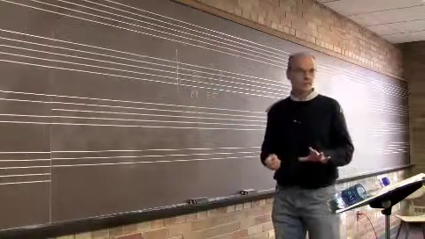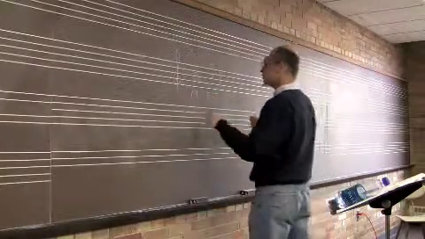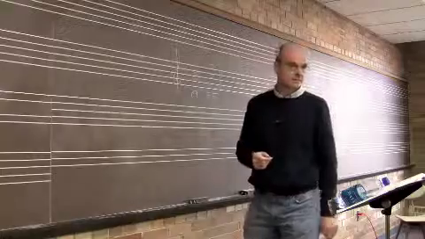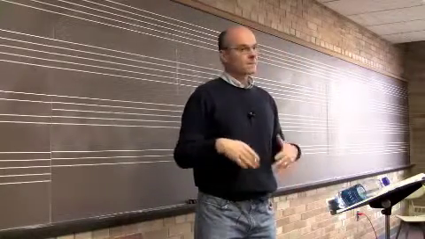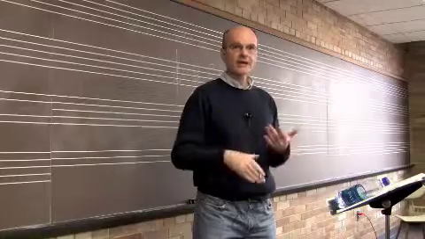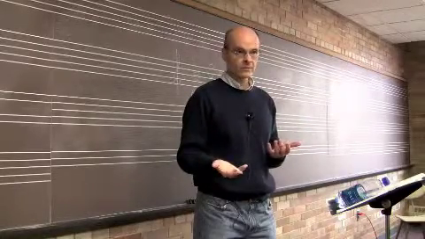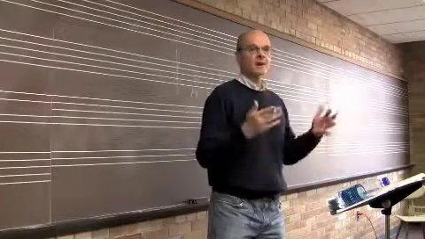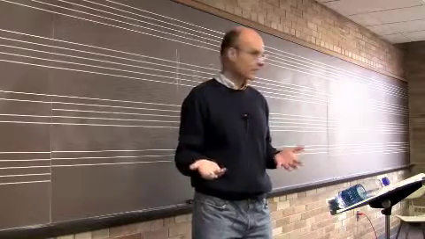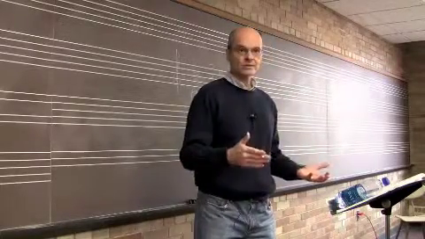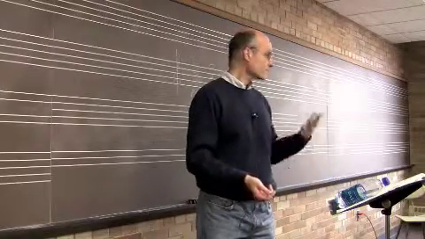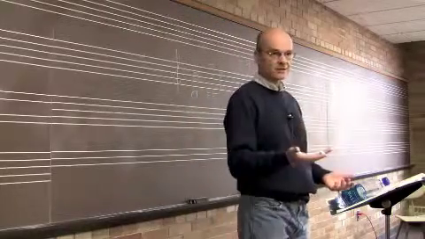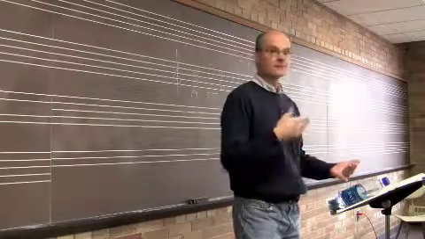Now there's some rules you can remember about this. It's really pretty simple. The two numbers in an interval inversion will add up to 9. So in other words, if we start with a second and we make an inversion, that will invert to a seventh. A third will invert to a sixth. A fourth will invert to a fifth. A fifth will invert to a fourth. A sixth will invert to a third. A seventh will invert to a second. And an octave will invert to a unison.